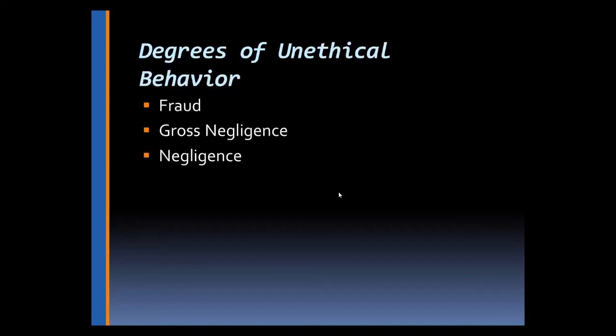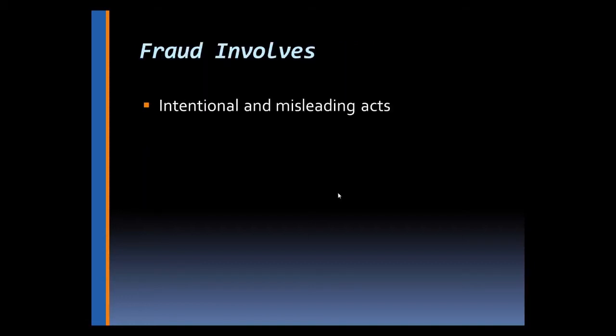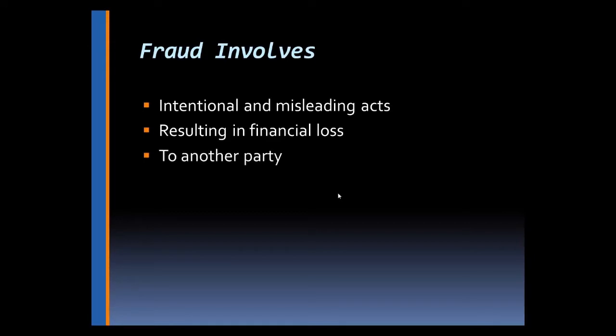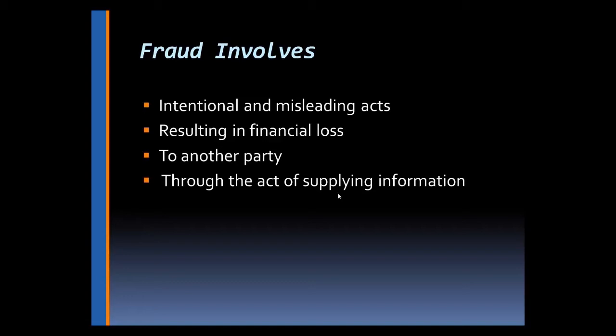The degrees of unethical behavior are broken down into three categories: fraud, gross negligence, and negligence. Fraud involves intentional and misleading acts resulting in a financial loss to another party through the act of supplying information. To prove somebody guilty of fraud is similar to having to prove somebody guilty of first-degree murder.